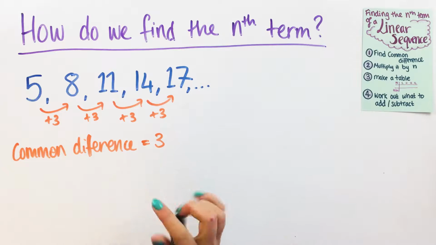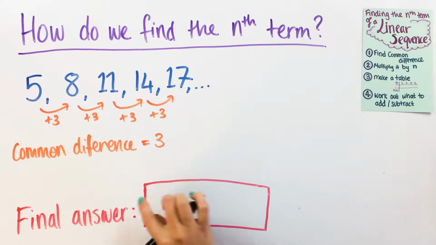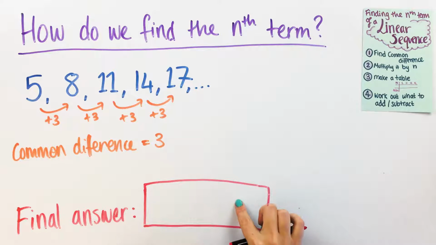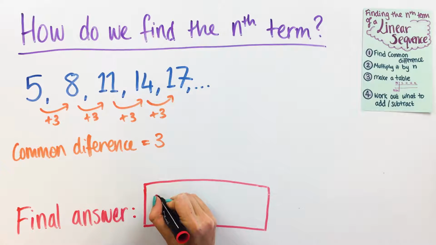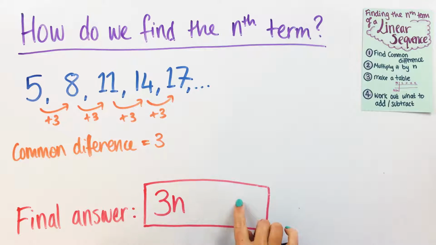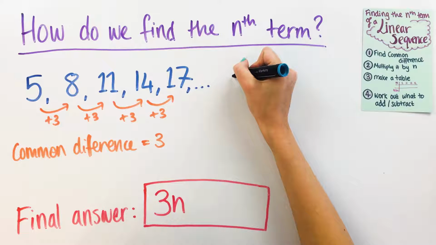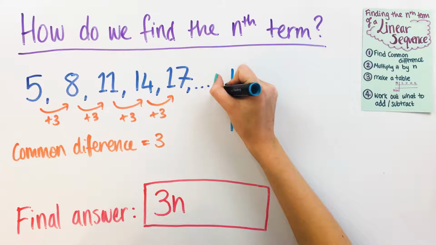Now we're going to write this in a final answer box. So this is where we're going to put our final answer once we've worked it out. So in here we write 3n. So this is the beginning of our final answer, but there's something missing that we're going to continue to work out. Step number 3 is we make a table. The table we make looks like this. We have 3 rows.